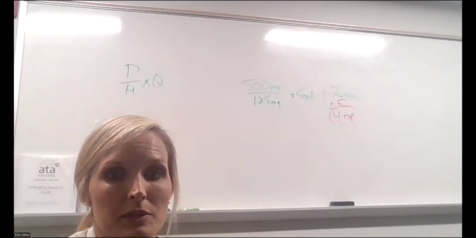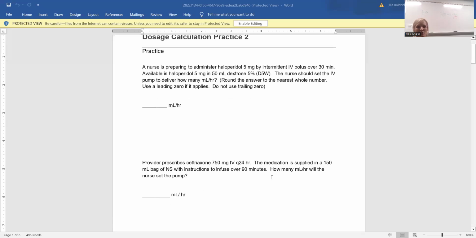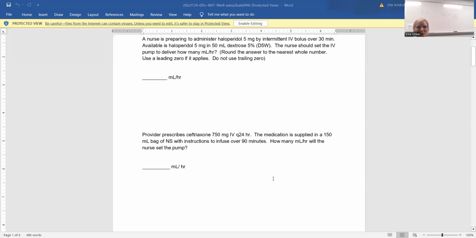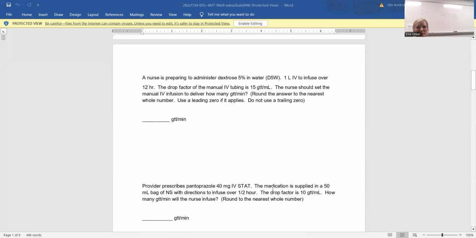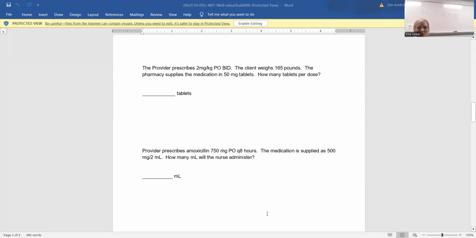Another couple examples I saw that I think were pretty helpful were on this worksheet. We're going to see milliliters per hour. Well, we can look at a couple of these because these are going to be some dosage calculation questions.